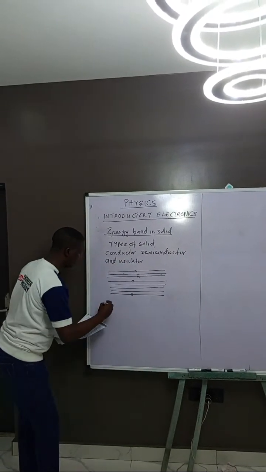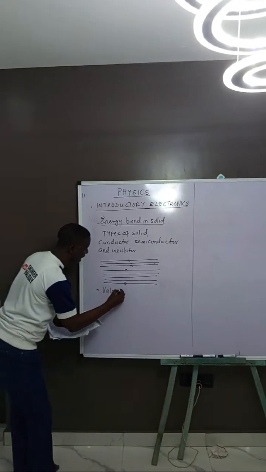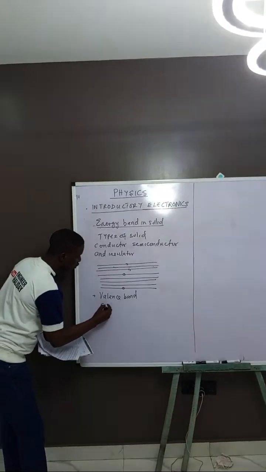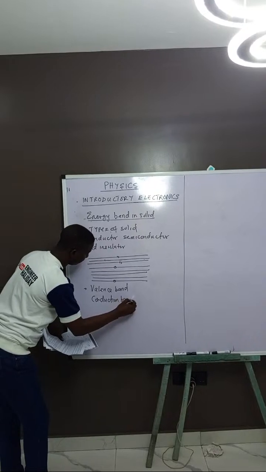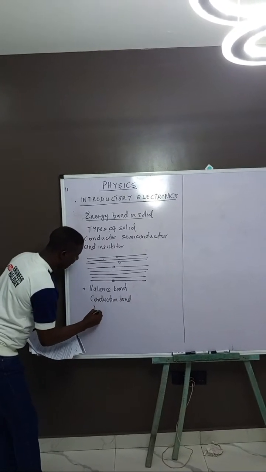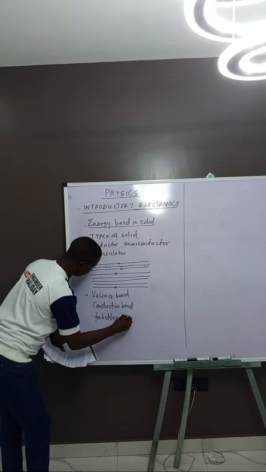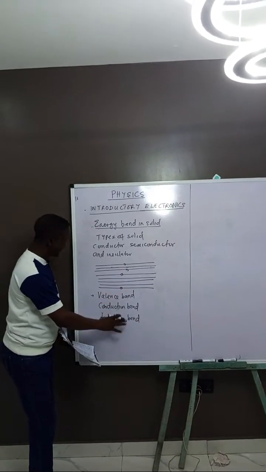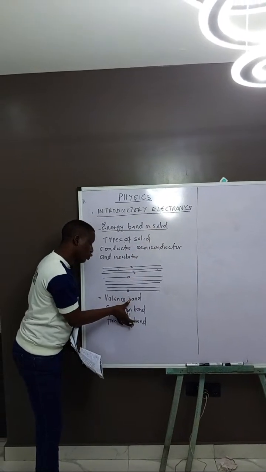The three bands we are going to be talking about are the valence band, the conduction band, and what we call the forbidden band. Now, these are three states of band that we have in an energy band that we are going to use to explain all this.